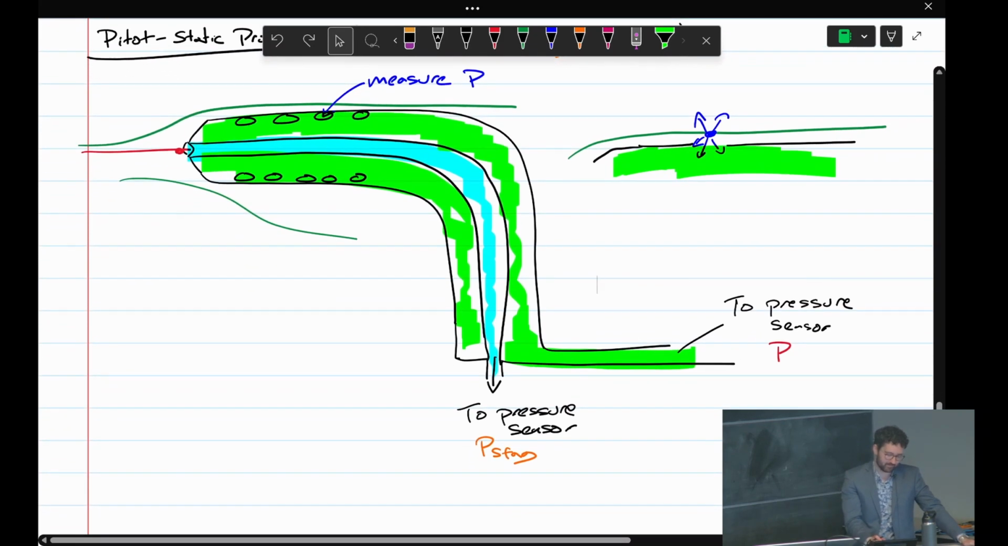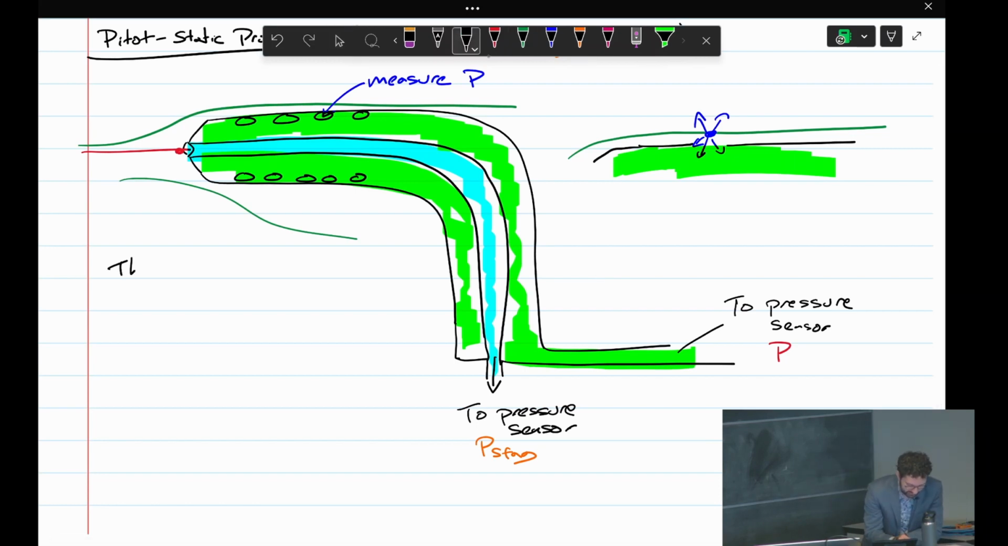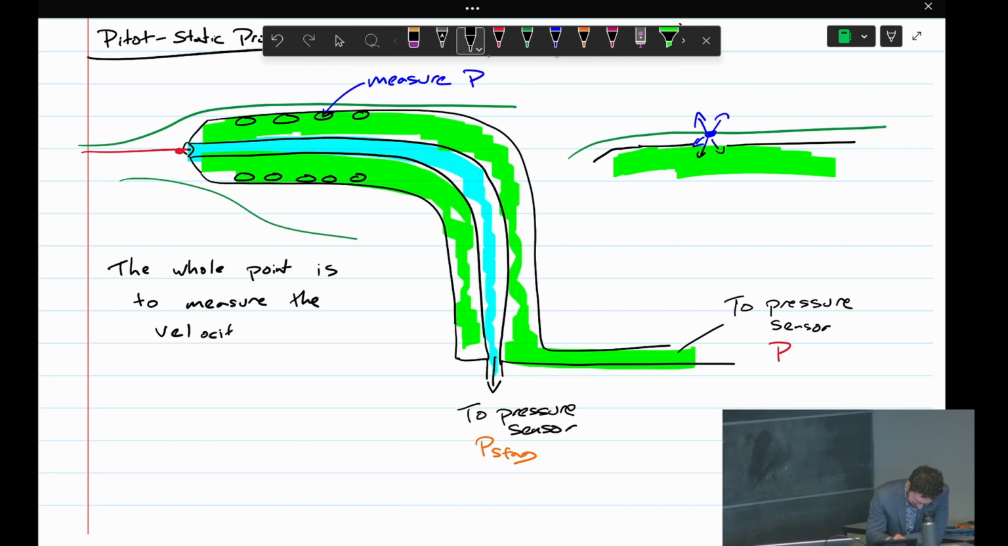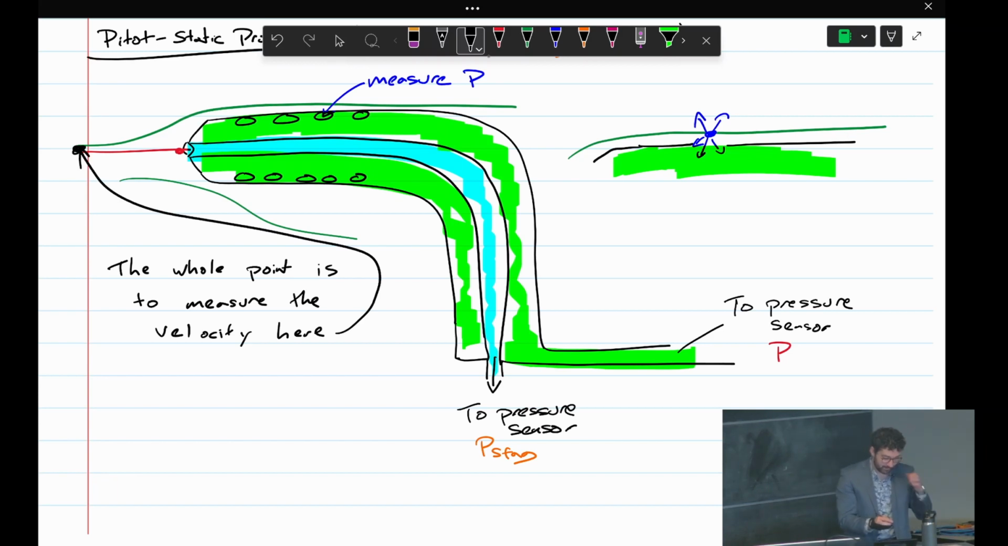So this device is really nice because we get a single point measurement and we can determine the velocity. Basically the whole point, I'll write this down because it's important. The whole point of this device is to measure the velocity here, so there, kind of out in the free stream.